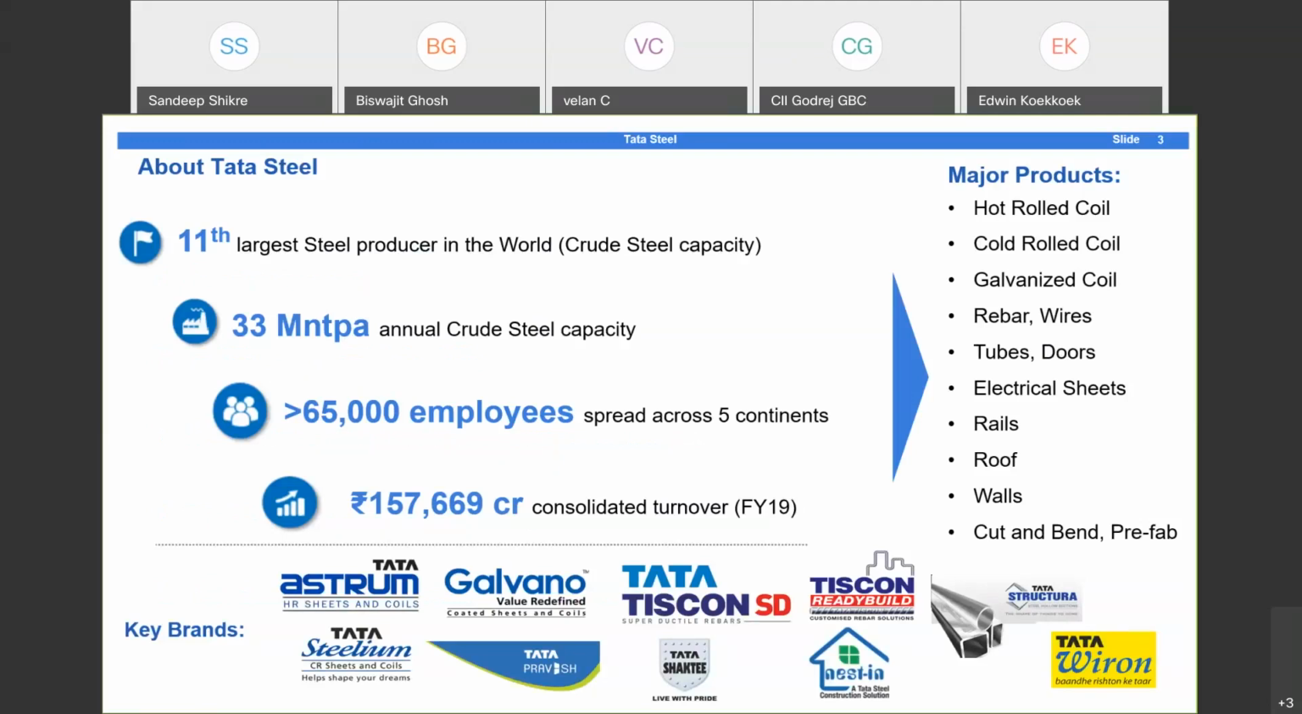We make a very diverse portfolio ranging from longs to flats, for construction and automotive. At the bottom, these are some of the key brands that we have for steel. In India, we have been the pioneers for introducing brands in steel. Some of these brands, like Tata Tiscon Super Ductile or SD, Tiscon Ready Build, and Nestin, are very much in line with construction and with sustainable products, which I'll discuss towards the later part of my presentation.